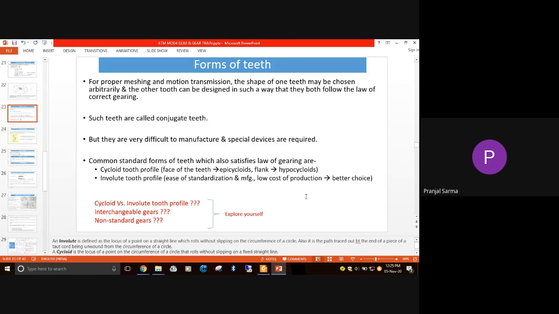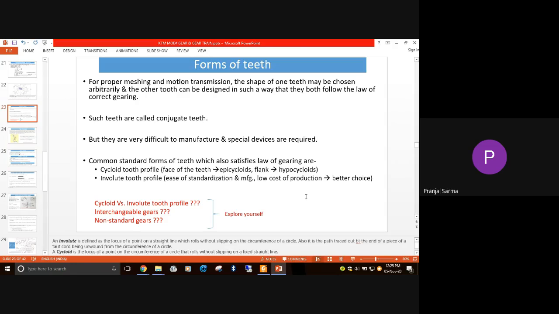Similarly, we have interchangeability of gears. So what is the interchangeability of gears, or interchangeable gears? In the word itself, interchangeable is there: you can change one with the other, and we'll get a similar kind of effect. That is nothing but interchangeability, or interchangeable gears.